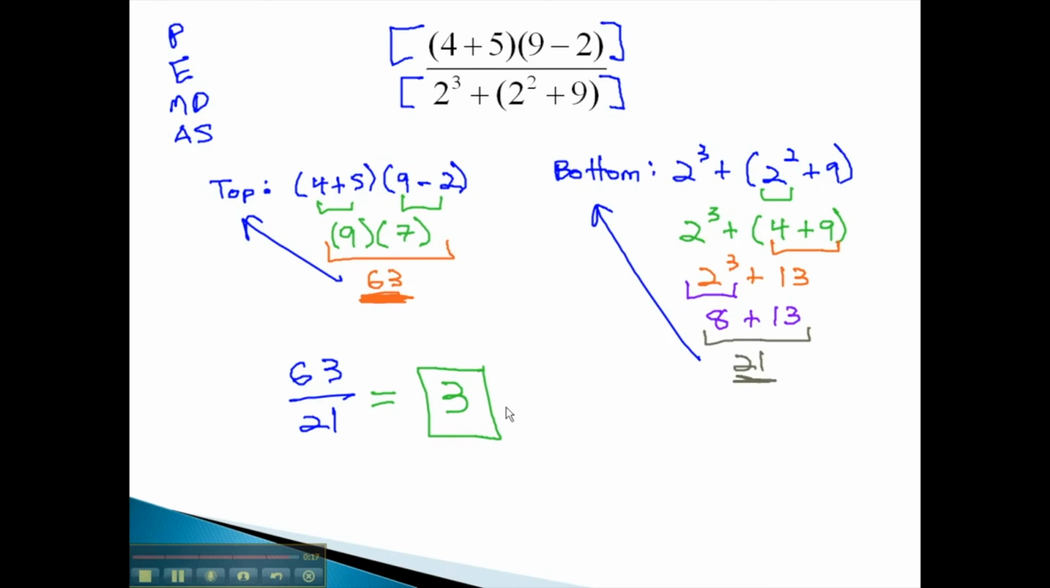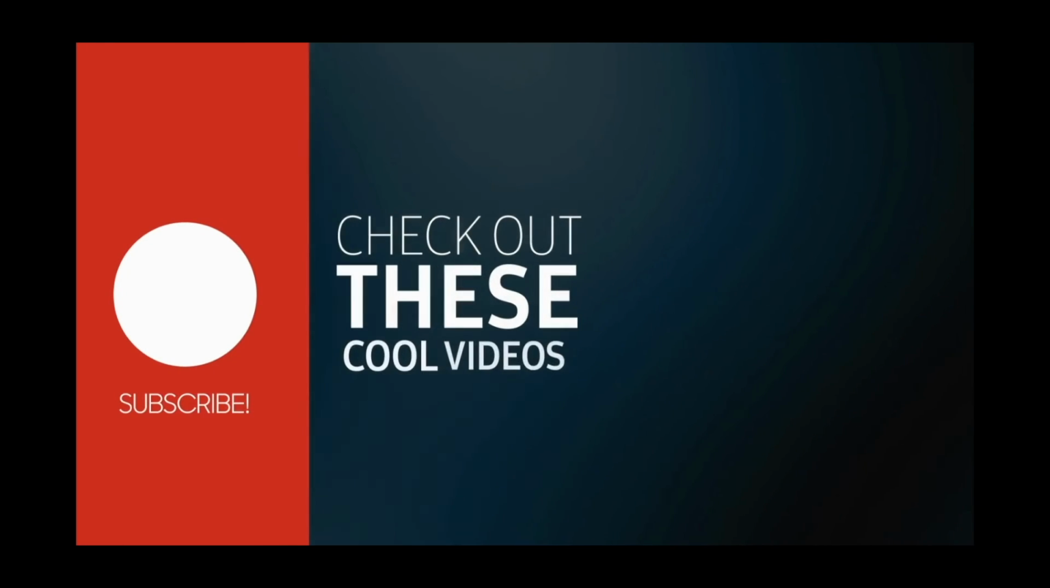By simplifying the numerator and denominator, top and bottom separately, then bringing them together and asking, how does this reduce? What does this divide to? We can simplify a very complex-looking expression with the order of operations.